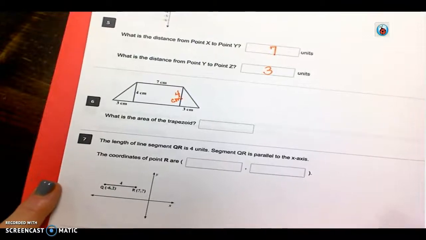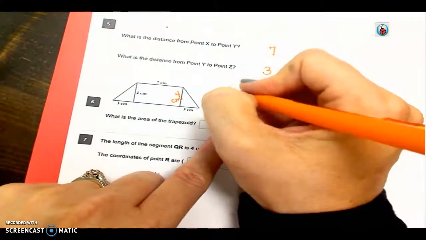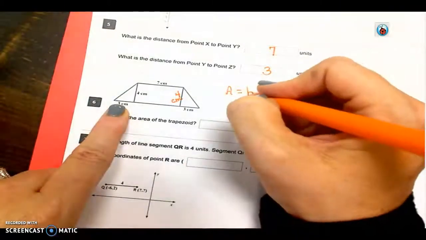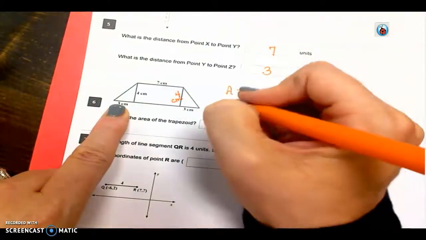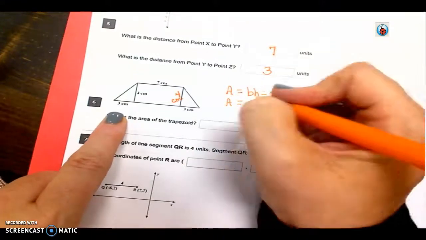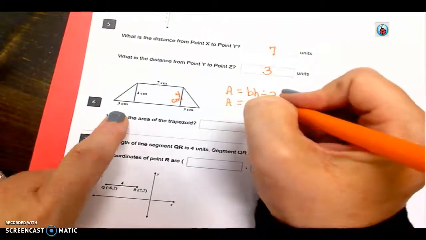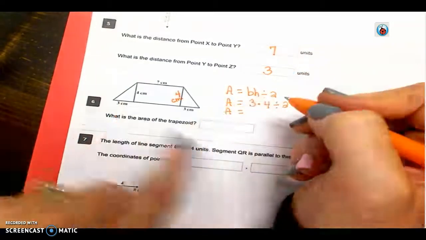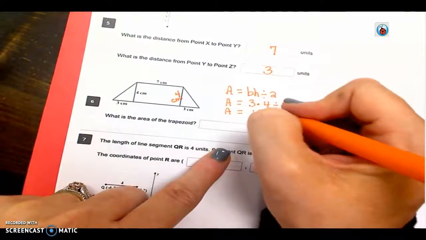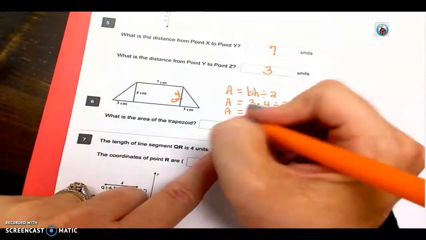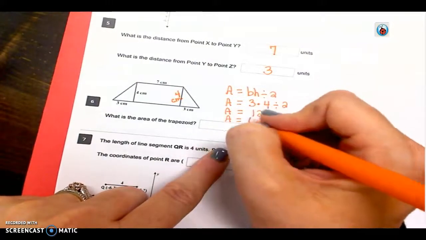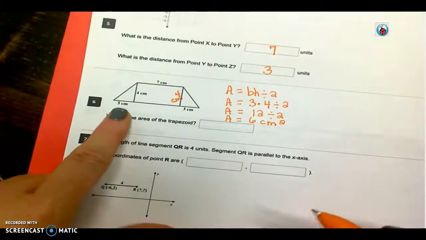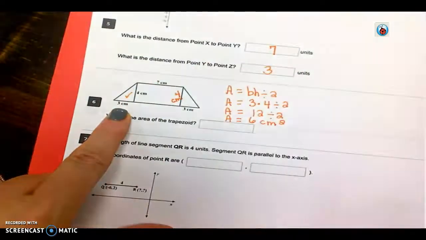Okay, so let's go ahead and start with the first triangle here. Base times height divided by 2. And we have a base of 3, height of 4, divided by 2. We know 3 times 4 is 12, divided by 2 gives us an area of 6 centimeters squared. Now that is for this first triangle right here.